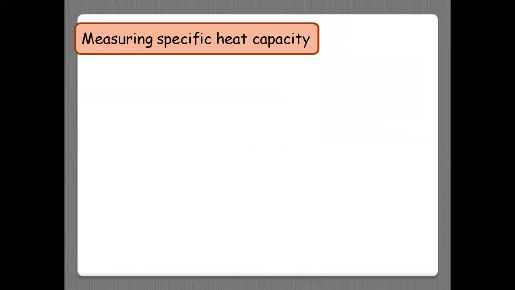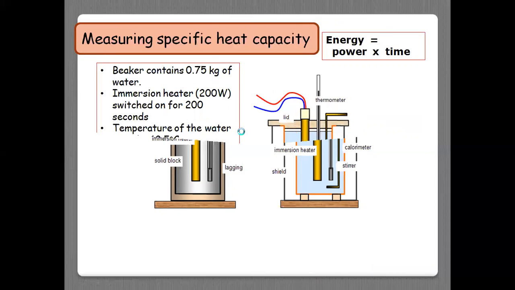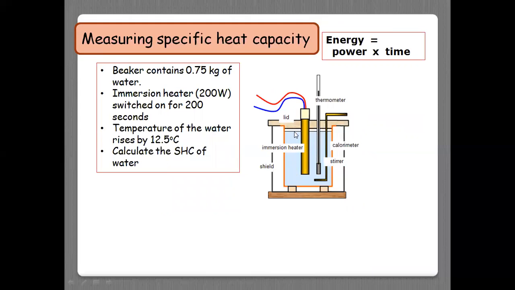Now, measuring the specific heat capacity, this is the required experiment. Keep in mind that we need to use this equation, energy equals power times time. If we have voltage and current, the equation will be energy equals voltage times current times time. As you see here, I will return back to this one.